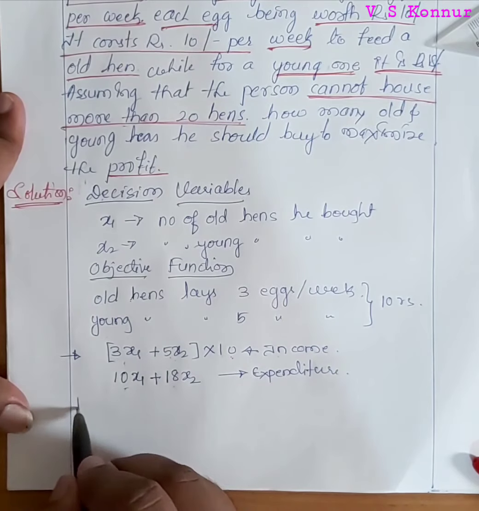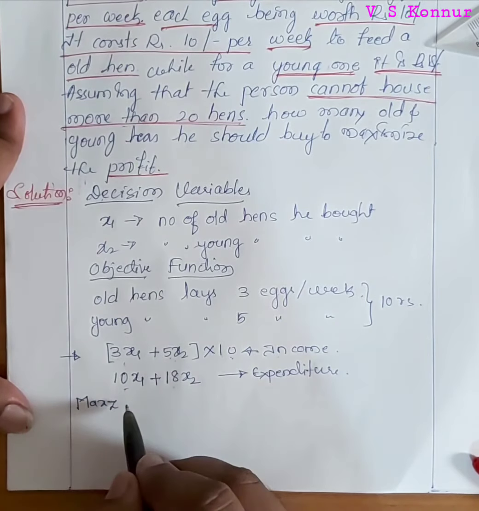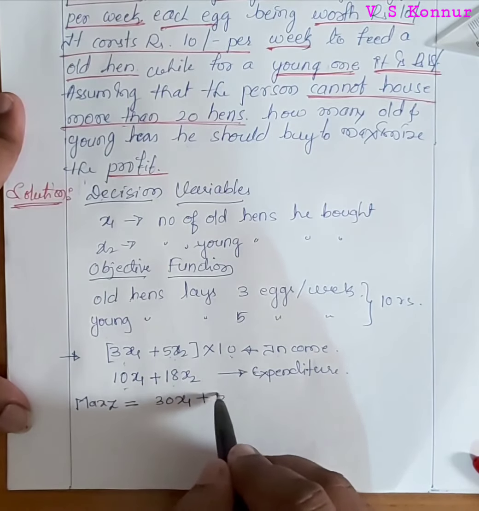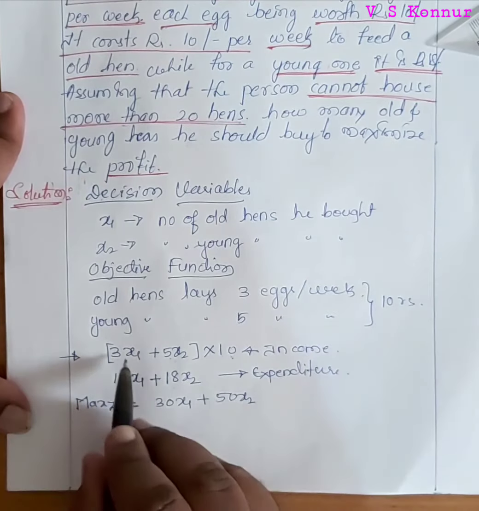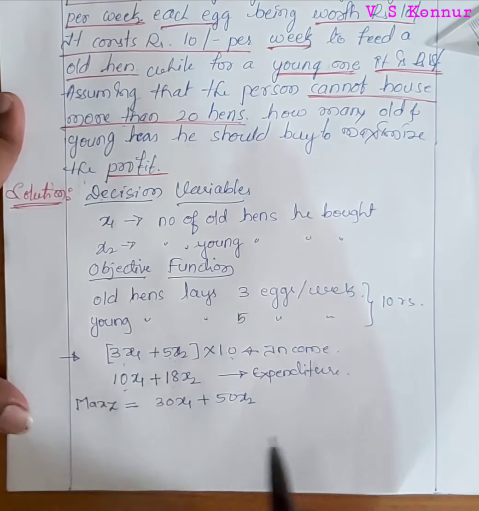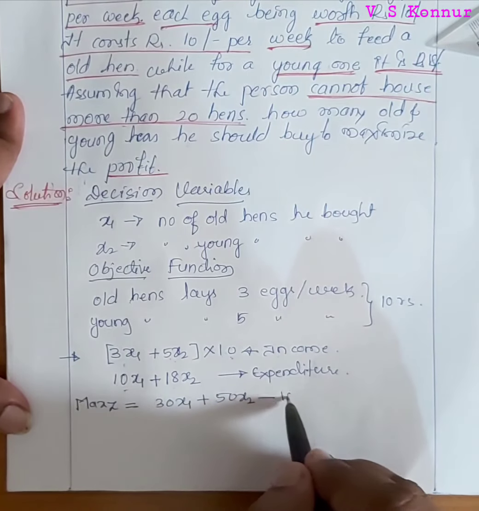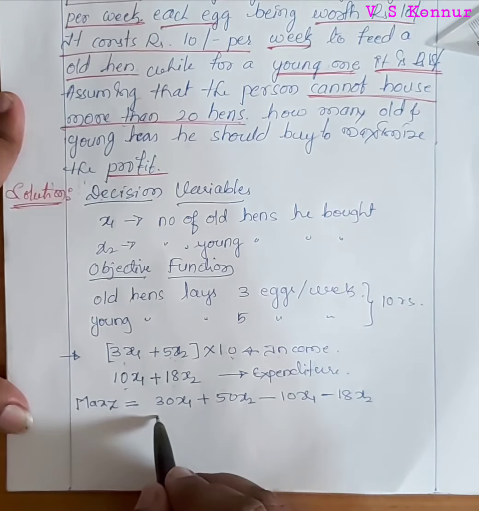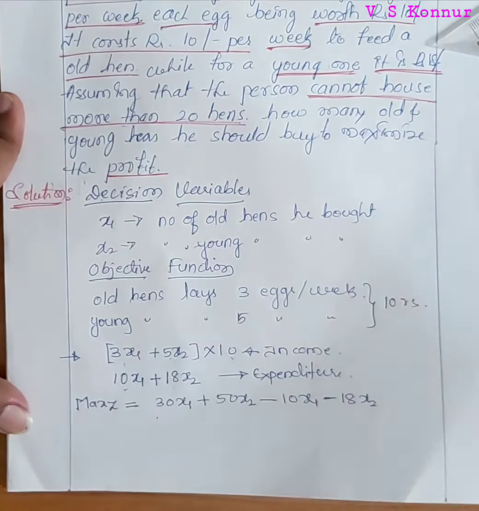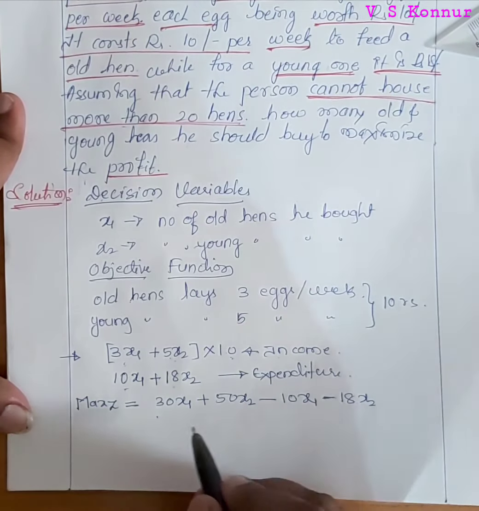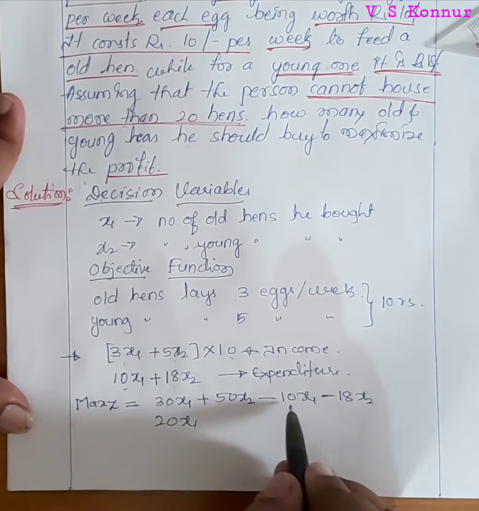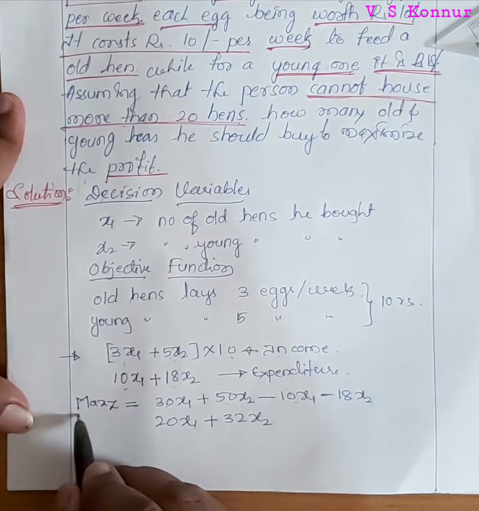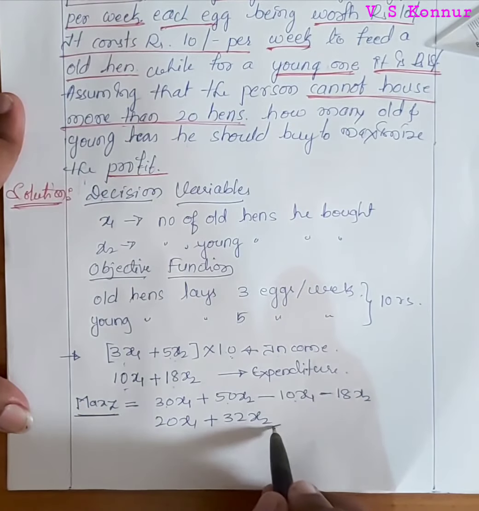So the total max of Z, that is nothing but profit, is 30x1 plus 50x2, that is 10 into 3 is 30x1, 10 into 5 is 50x2, minus 10x1 minus 18x2. So we will get 30 minus 10, 20x1, plus 50 minus 18, 32x2. That is the max of Z.